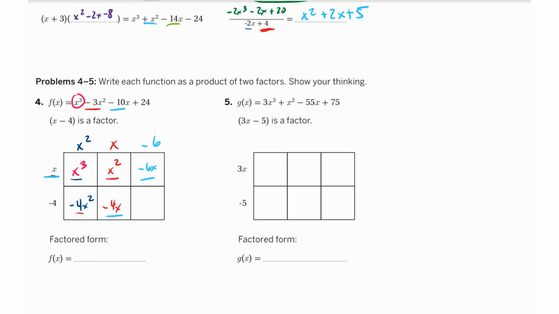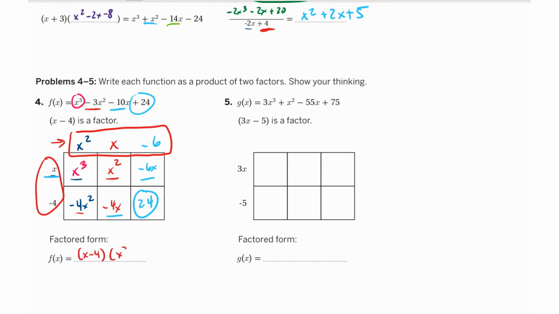X times negative 6 multiplies to negative 6x, and negative 6 times negative 4 is positive 24. And so in this case here, again, 24 and 24 match up, which is good. The last thing here is that the solution to my division problem, or when I factor this, I end up getting x minus 4 times what we have on the top here. So my factored form is x minus 4 times x squared plus x minus 6. Because I know that if I multiplied those two together, I would end up getting what's on the top here.